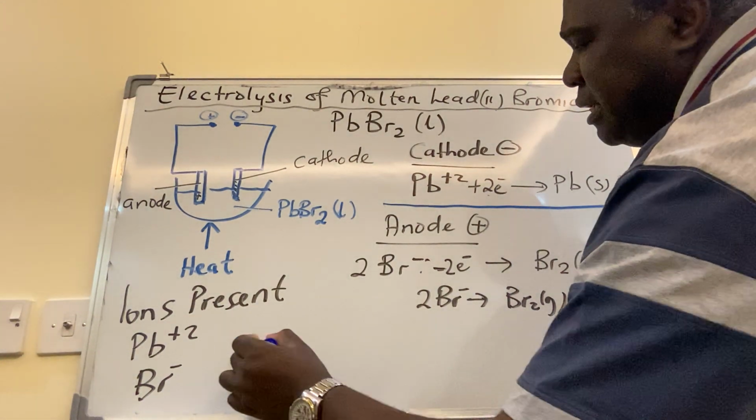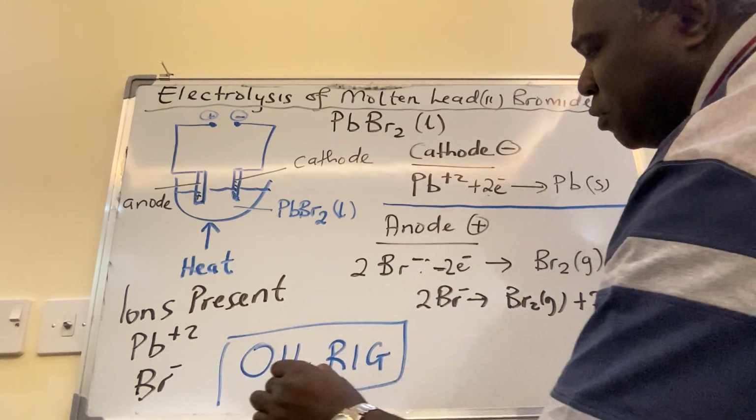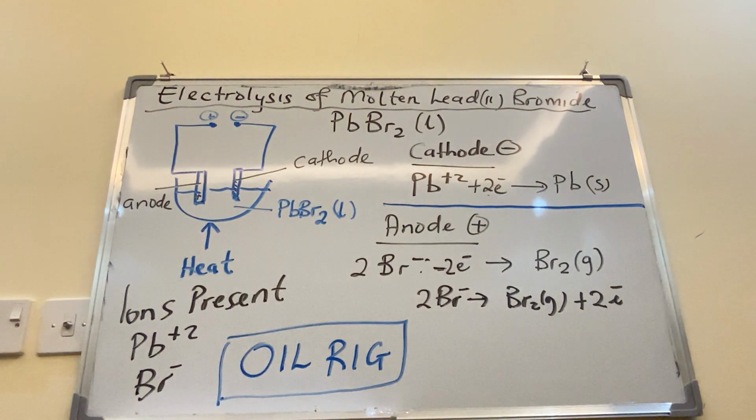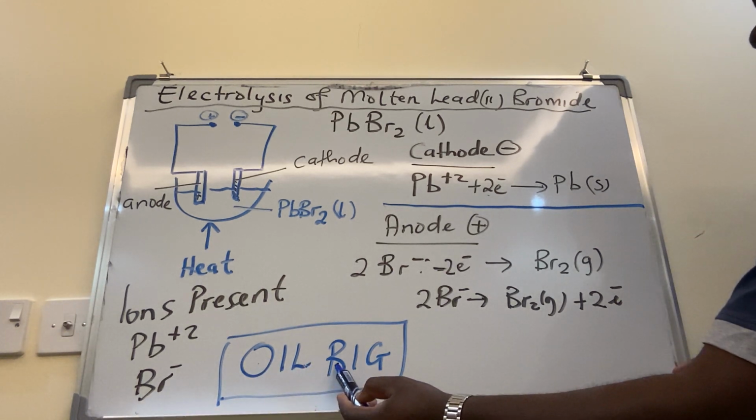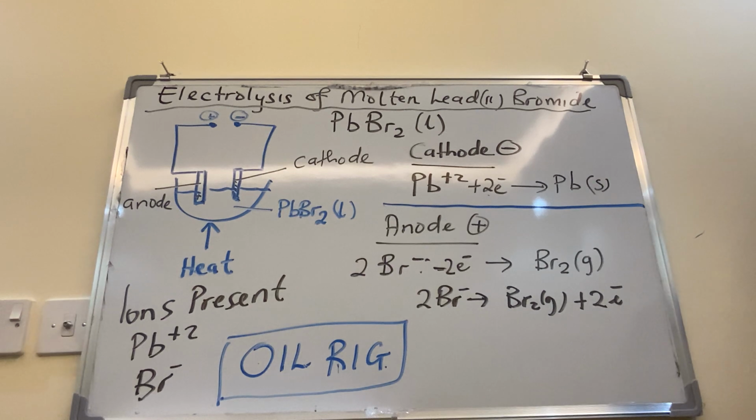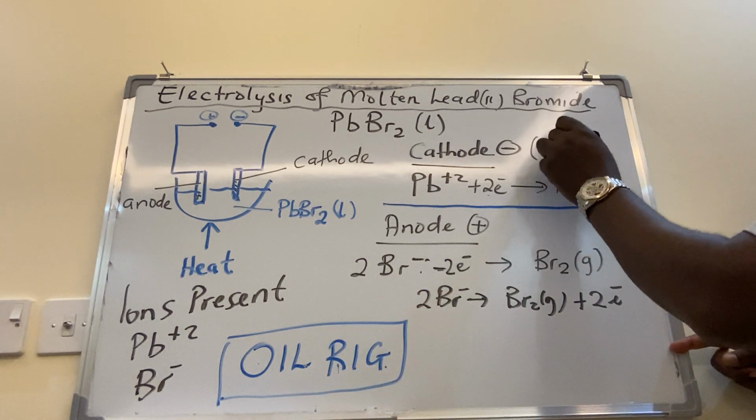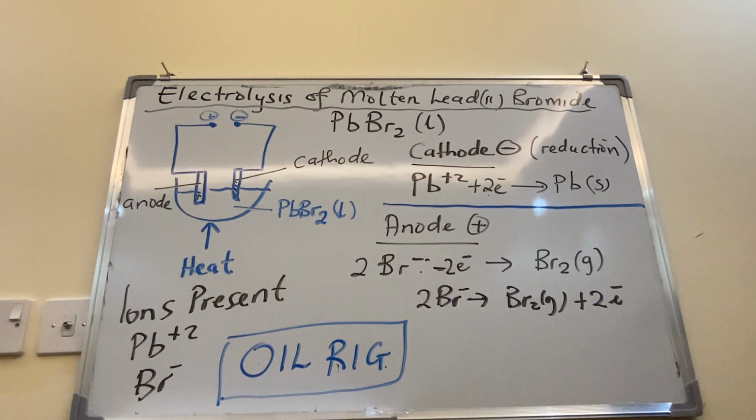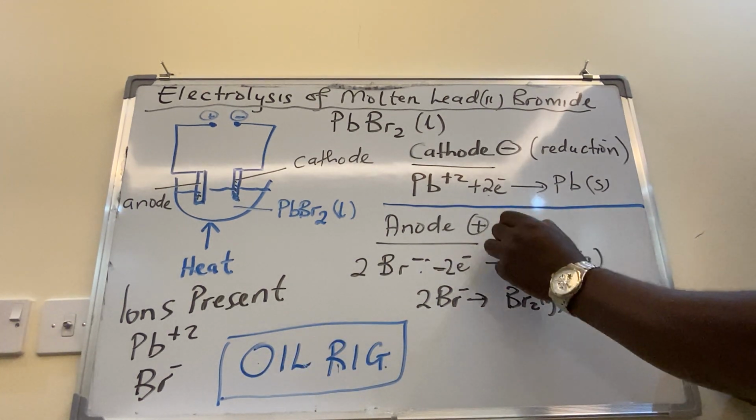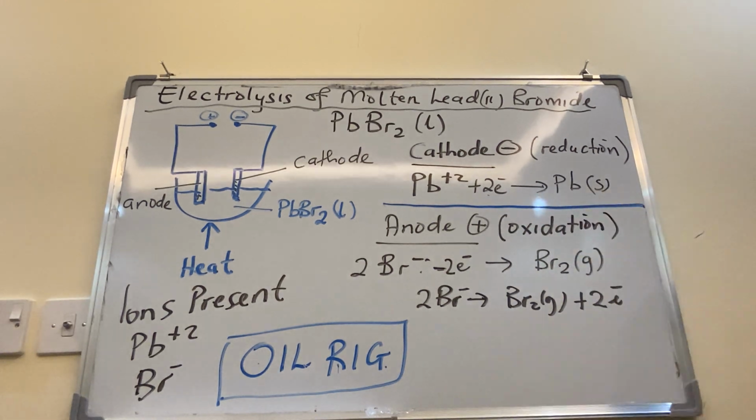Remember the topic on oxidation and reduction. Oxidation is loss of electrons. Reduction is gain of electrons. So we can also say by the cathode, we actually have gain of electrons, so by the cathode we are having reduction happening. Oxidation is loss of electrons, and by the anode, we are having oxidation happening.